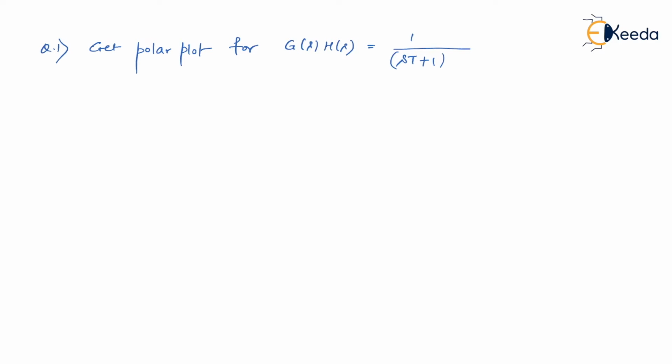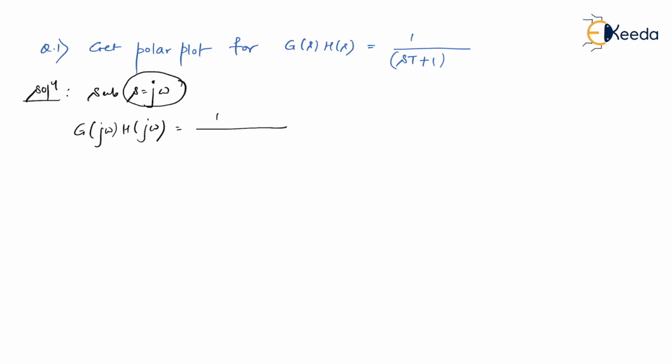So a very first step is to substitute s equal to j omega. So let us start with the solution. Once you substitute s equal to j omega, it will become G(j omega)H(j omega), and this will be equal to 1 divided by, s is replaced with j omega, so it becomes j omega T plus 1.